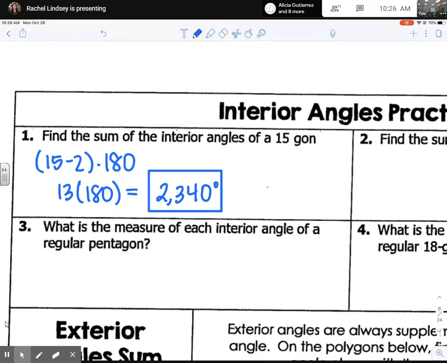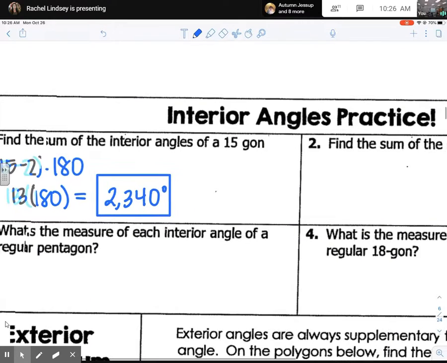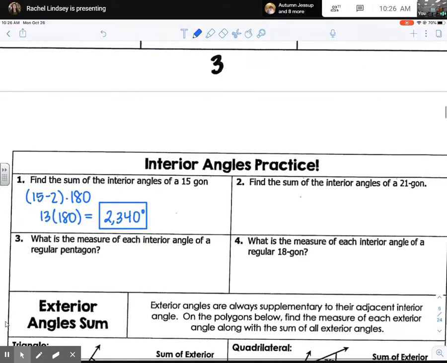Okay. Number 2 wants you to do the same thing. Find the sum of the interior angles of a 21-gon. So 21 minus 2 times 180. That is the formula you will use anytime to find the sum of the interior angles of a shape. So 21 minus 2 is 19. 19 times 180 is what? 3,420.